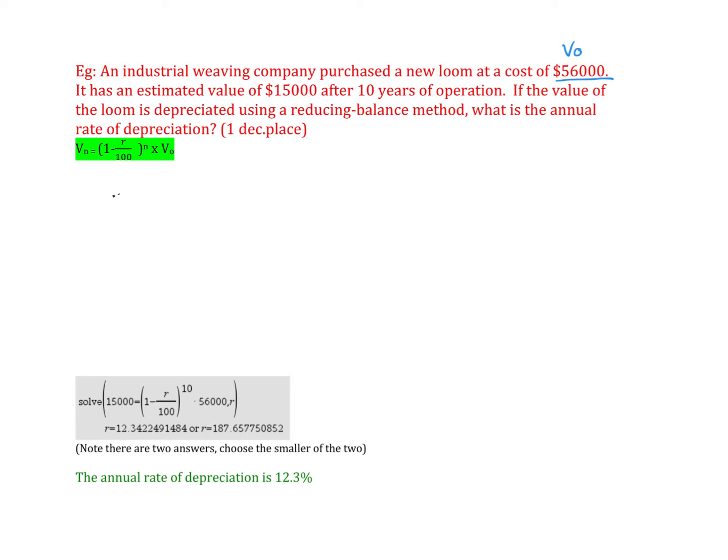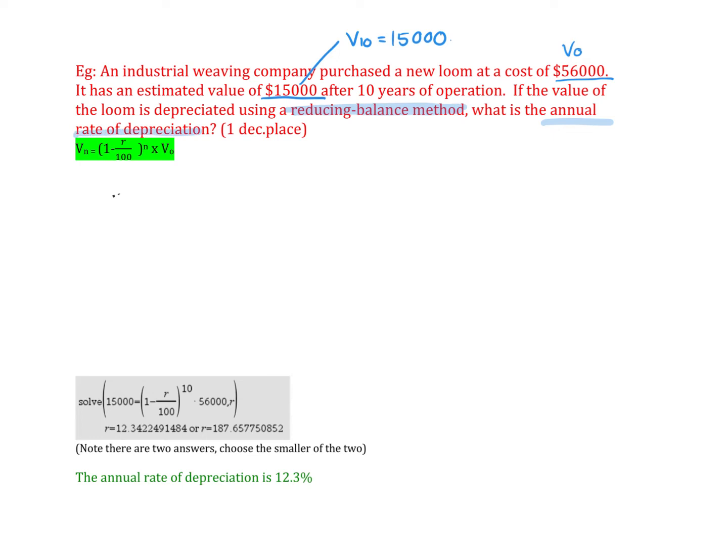Now it estimated the value of 15,000 after 10 years. So when they tell you a value after so many years, they're actually telling me V10. So I know V10 equals 15,000. And if the value of the machine depreciates using the reducing balance method, so you know to go to that section in your formulas. Now, the question is, what is the annual rate of depreciation?